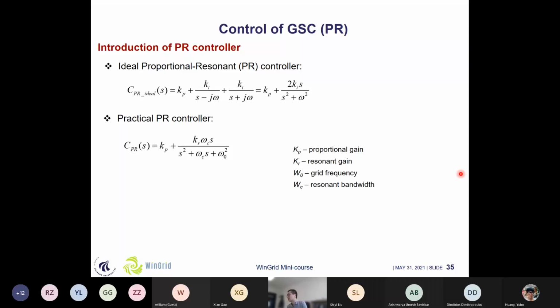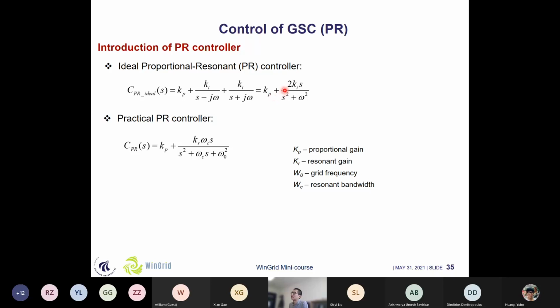Yeah, and the previous part was about controls based on the DQ reference frame, so we need to use a PI controller. At the same time, if we want to control these signals in the alpha beta reference frame, then we can use a PR controller. The PR controller is very similar to the PI controller, besides a phase shift for the integral coefficients. If we combine these equations together, the PR controller also consists of a proportional factor and resonant factors.